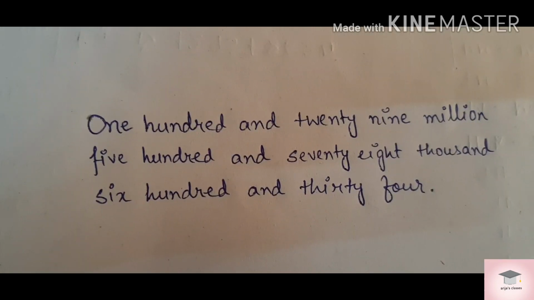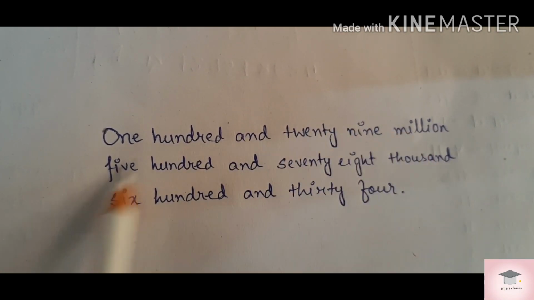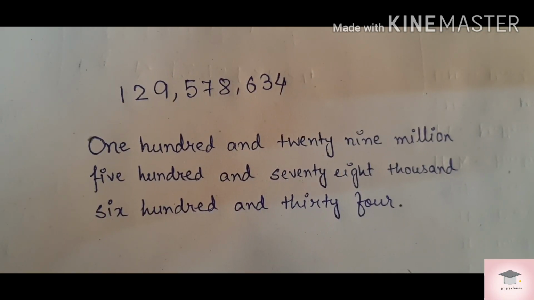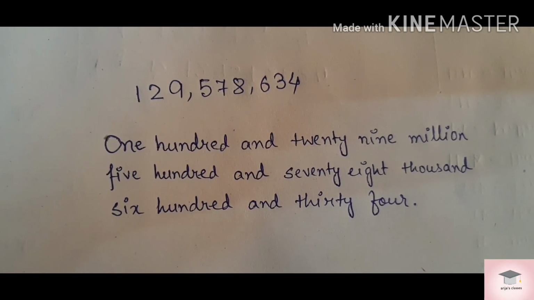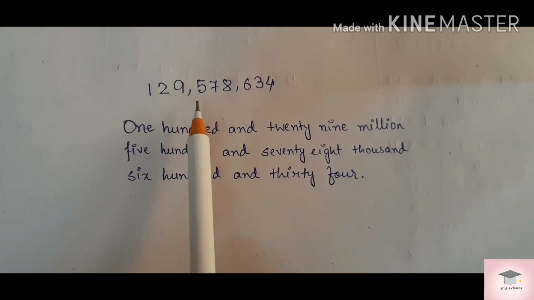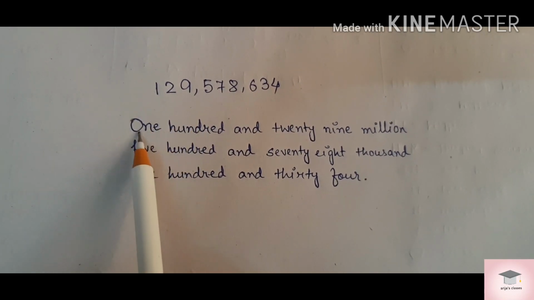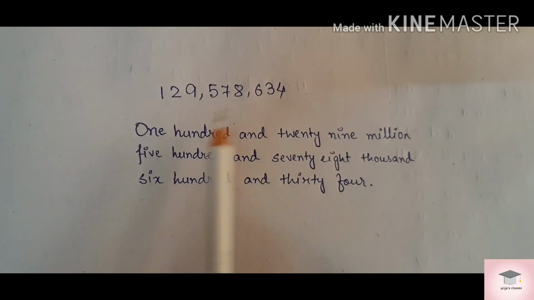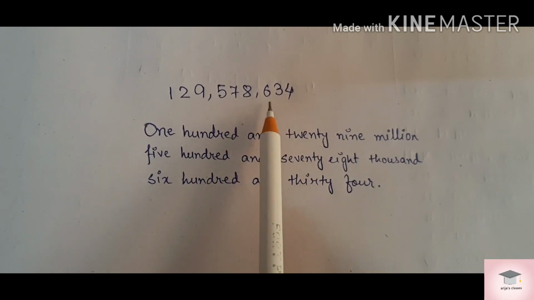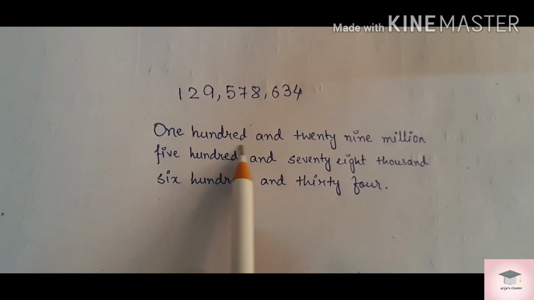How will we write this in words? Let's see that. In words, we will write 129,578,634. Our number was 129,578,634. So 129 was the millions. So 129 million. This was the thousands period. So 578,000. And this was the ones period. So 634.